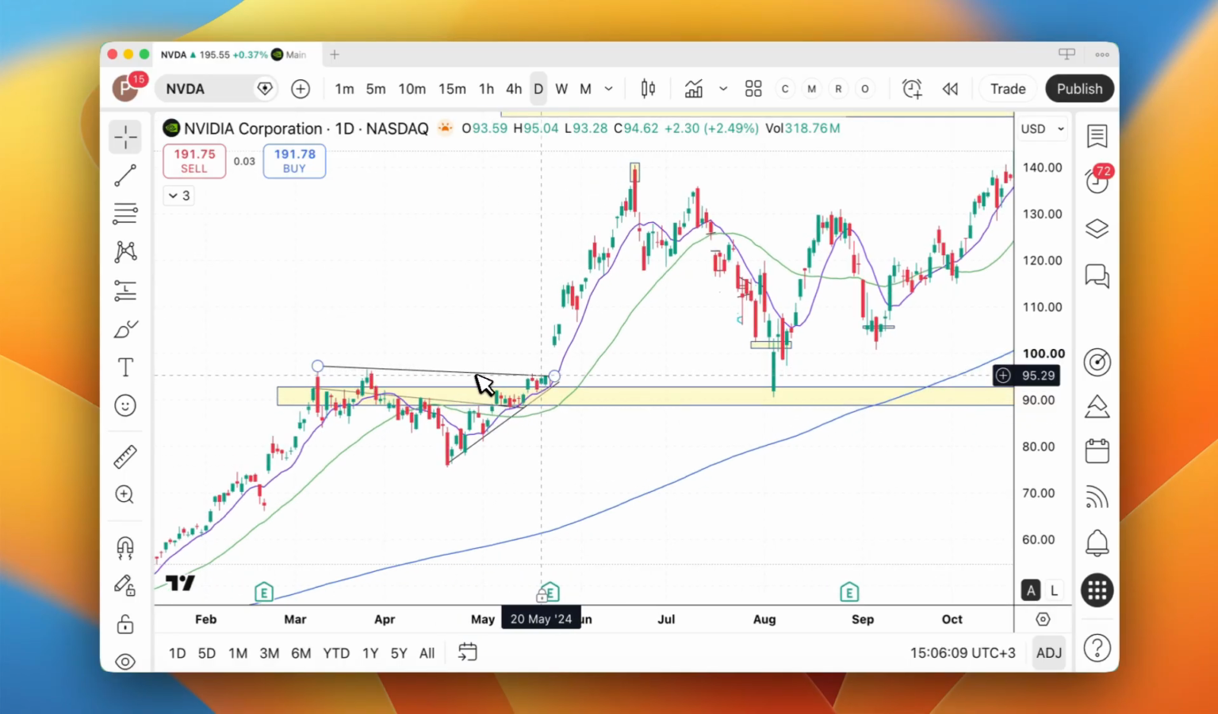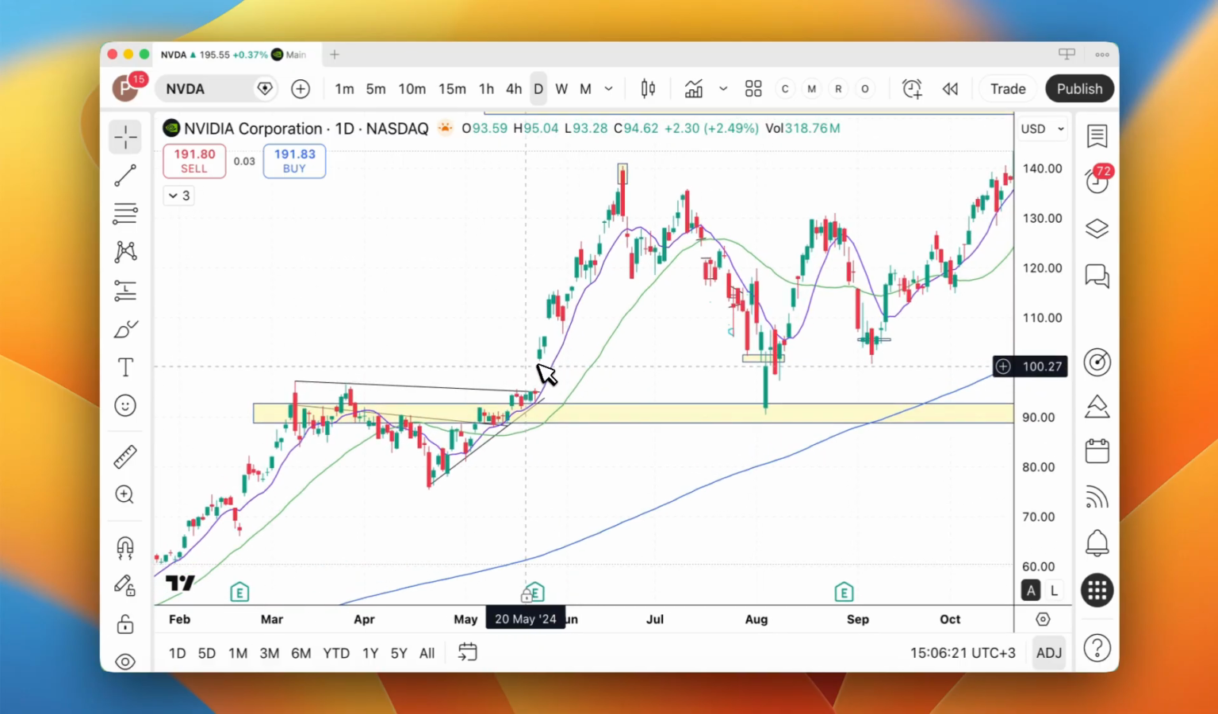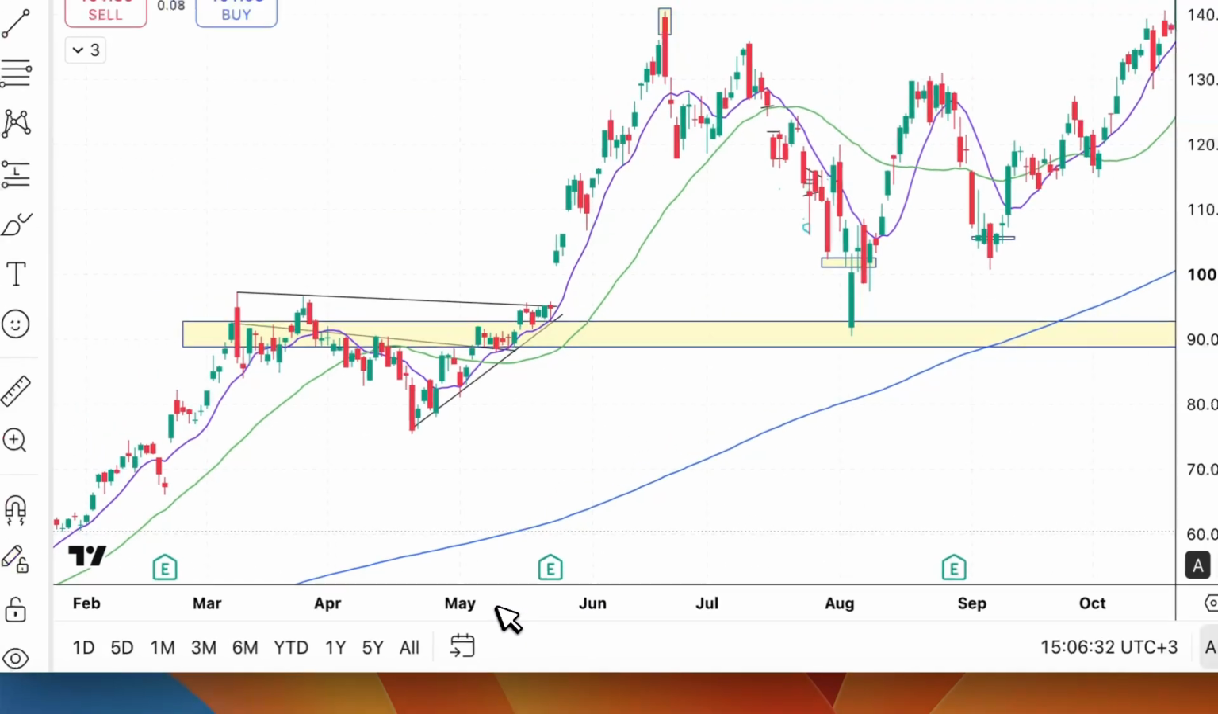And you see here I had a resistance level. There was a small formation here. I had a level as well that NVIDIA broke. It gapped up basically after earnings. You see that little lock there. It just shows that the vertical cursor is locked on that day.